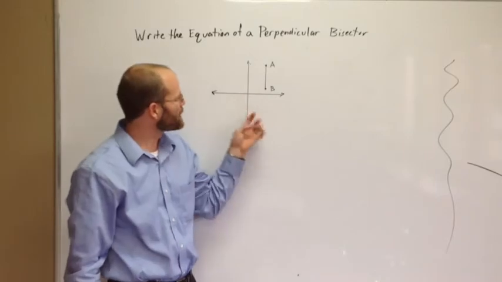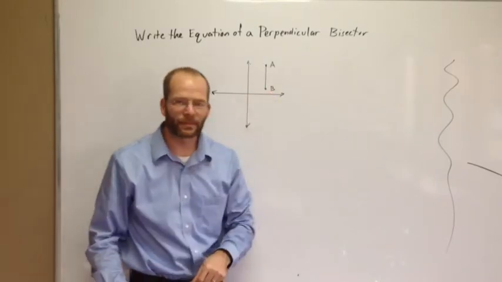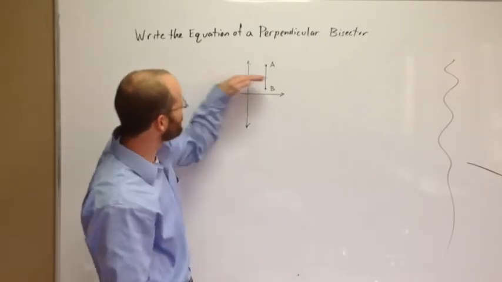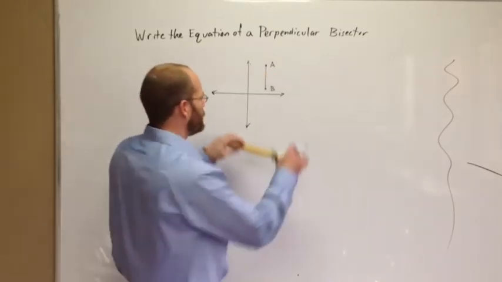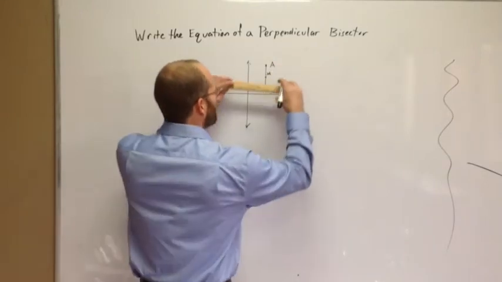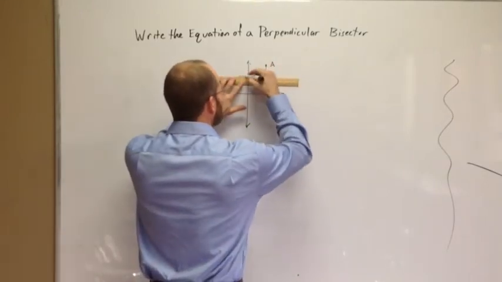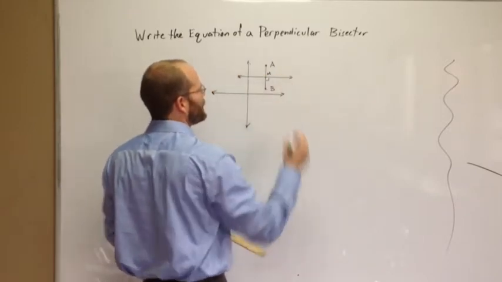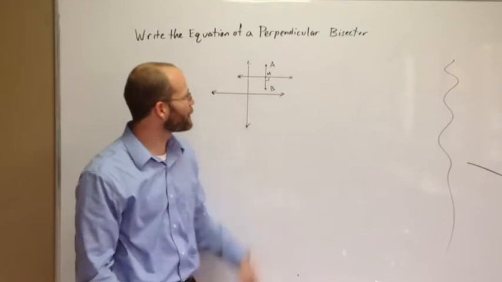Graphically, when we look at this, I have segment AB in the coordinate plane, and I'd like to know the equation that represents the line, which is the perpendicular bisector of AB. You know that that line passes through the midpoint, and it would look more or less like this. And of course, that line is perpendicular to segment AB. So that's the graphical representation.